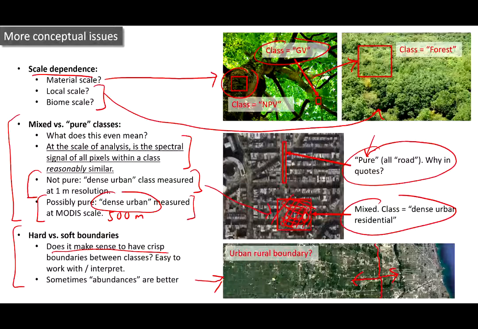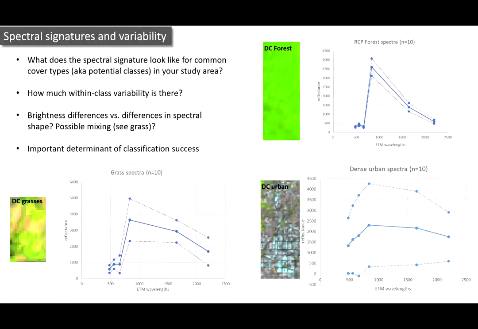Maybe that might suit a certain application, but sometimes it's better to not classify at all and actually just look at abundances, meaning in this case, how much of a pixel is made up of vegetation and how much of a pixel is made up of impervious surface. With those fractional abundances, you can do a continuous map of urbanization, continuous as opposed to categorical, which would be your straight urban versus rural classification.